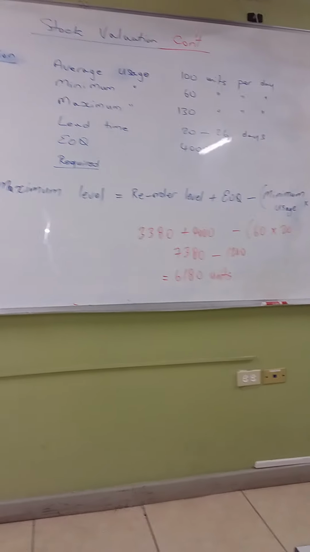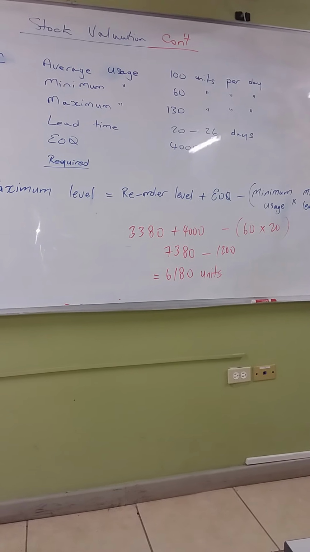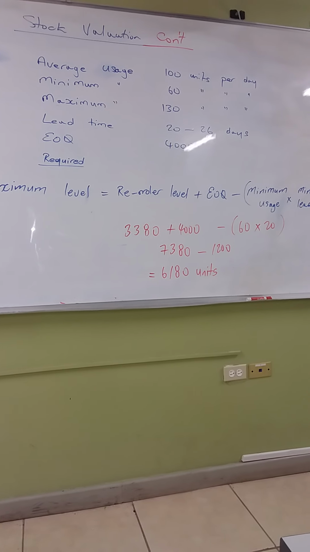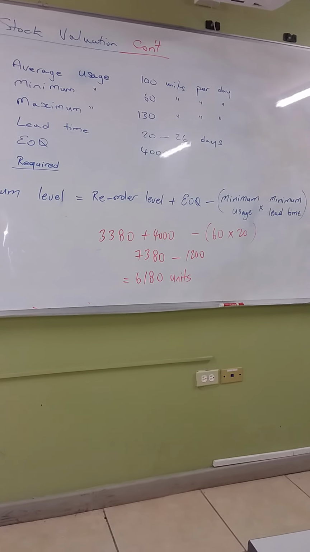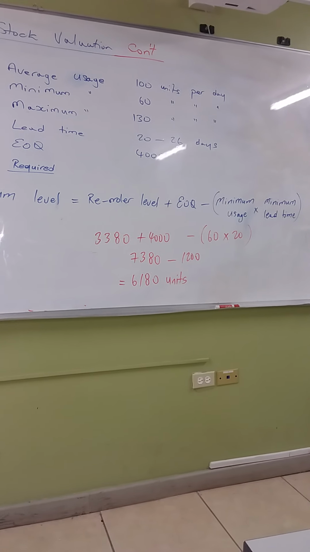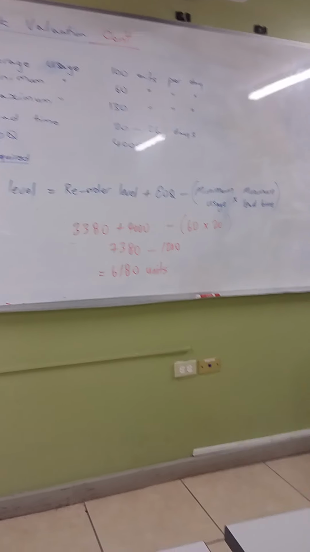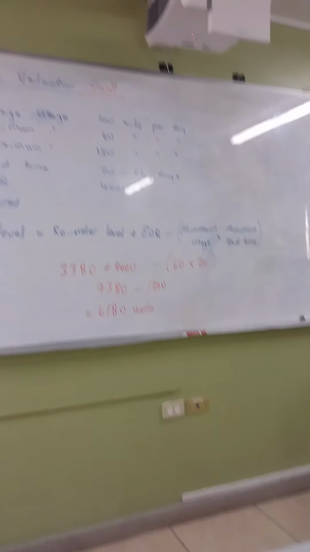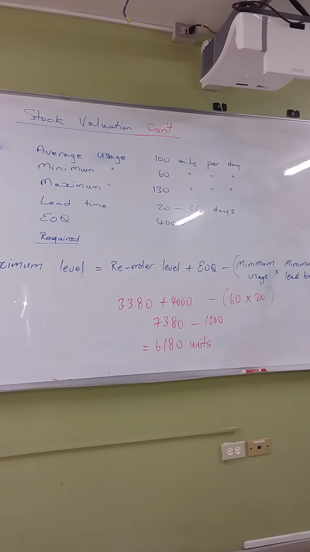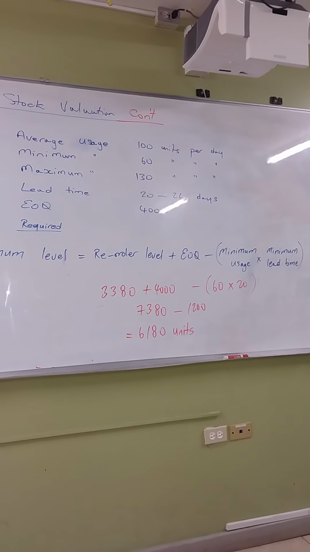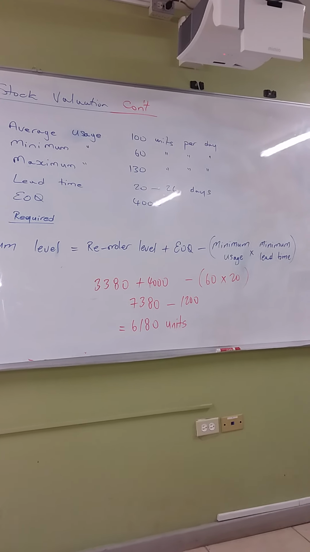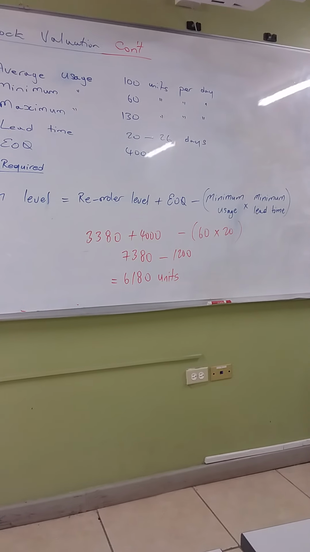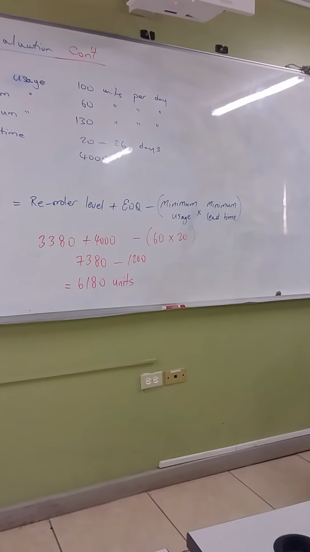So what was your reorder level? Remember, your reorder level was calculated earlier. It was 3,380. Then you're going to add the EOQ to it, which in this case is 4,000. Then you minus the what? The minimum usage, the second thing there in the question. So minimum usage was what? 60 units per day, right? Multiplied by your what?